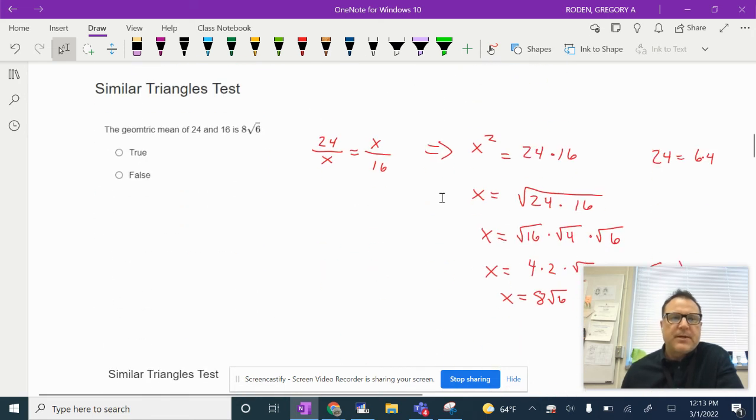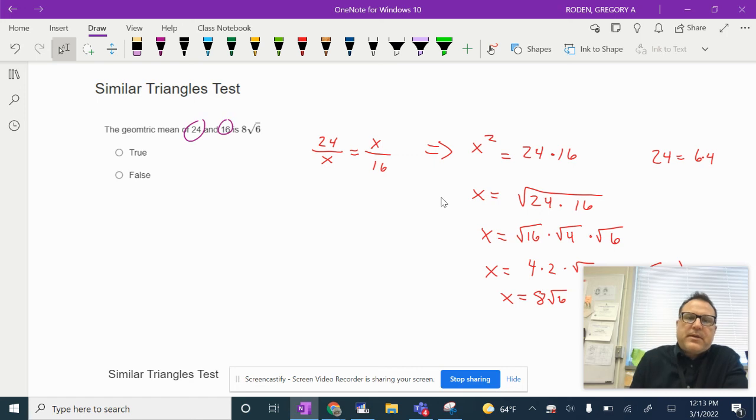The next problem is the geometric mean of 24 and 16. Well, these are the extremes, right? So those extremes are going to go right there. And then to find the geometric mean, we just put an X down here and an X right here. These are the means of a proportion, and these are the extremes of a proportion. So a proportion always has two means and two extremes.